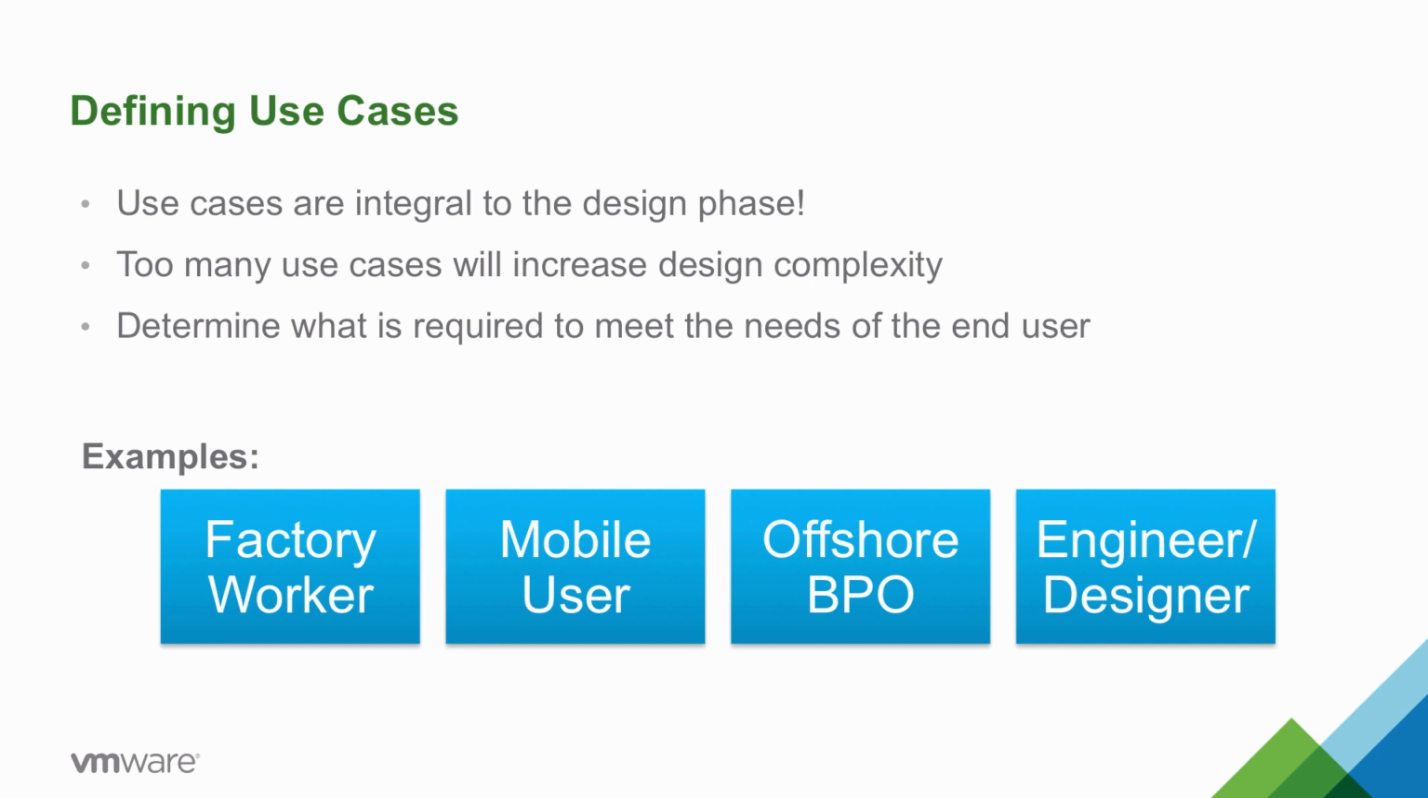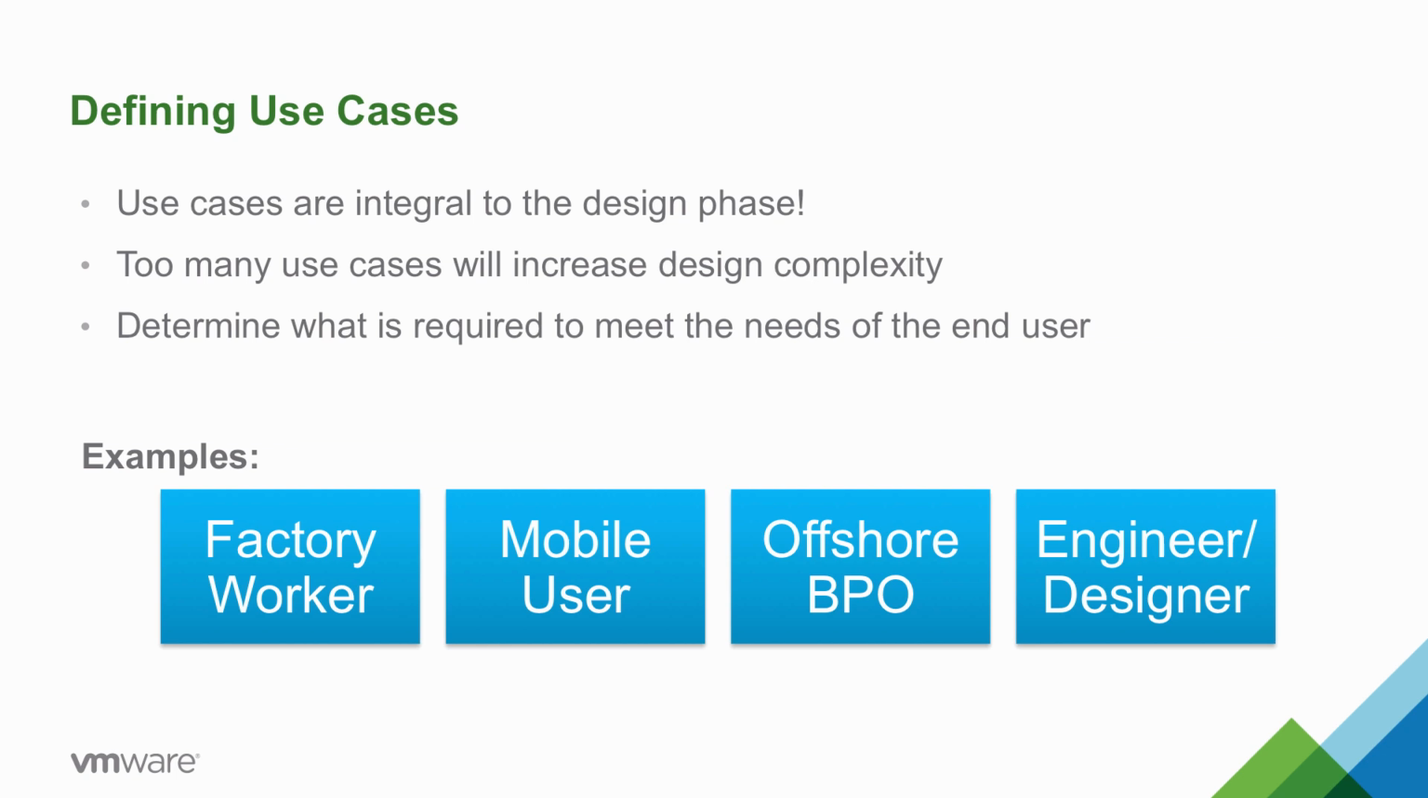In each use case, you really need to determine exactly what's required to meet the needs of the end user. You've gathered a lot of data during your assessment phase. You've pulled information about each group of users. You've talked to stakeholders. Now you need to take that and create use cases from that. So some examples of use cases we very commonly see. A factory worker who may be accessing a couple of applications to monitor an assembly line from a PC that's on the assembly line, or more commonly now with a mobile device that they can walk around and inspect the assembly line with.